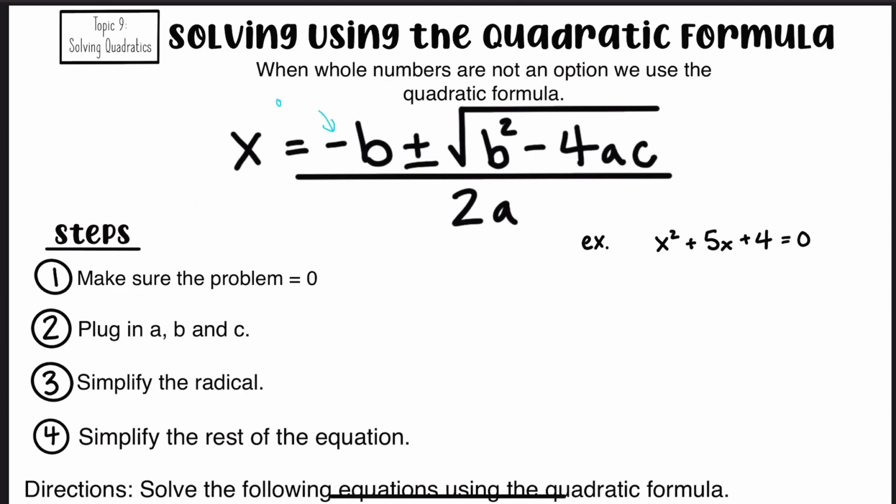Opposite b. Continuing, plus or minus the square root of b squared minus 4ac. And this entire thing is a fraction, and that's over 2 times our a.